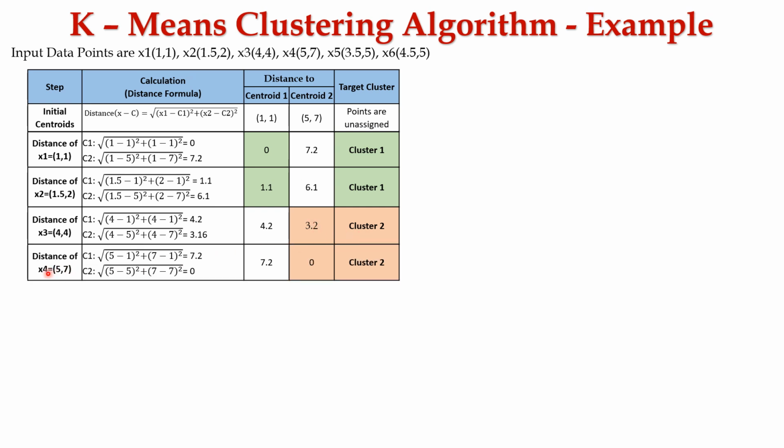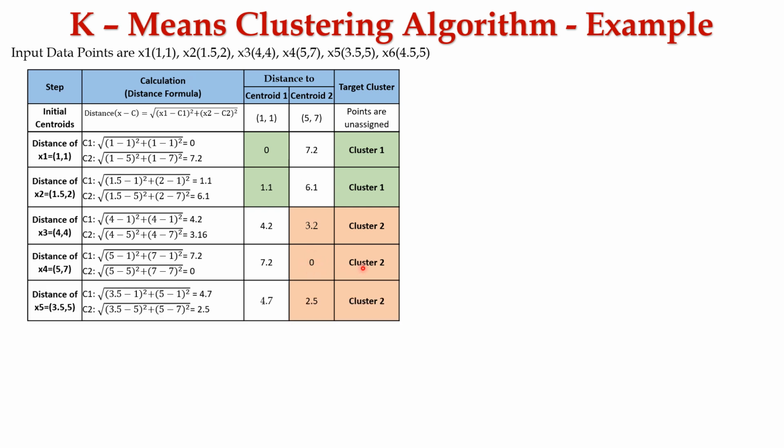So next we have found the distance for the data point x4. So the distance between the data point x4 and centroid 1 is 7.2 and the distance between the data point x4 and centroid 2 is 0. So the minimum value goes to centroid 2. So the data point x4 is assigned to cluster 2.